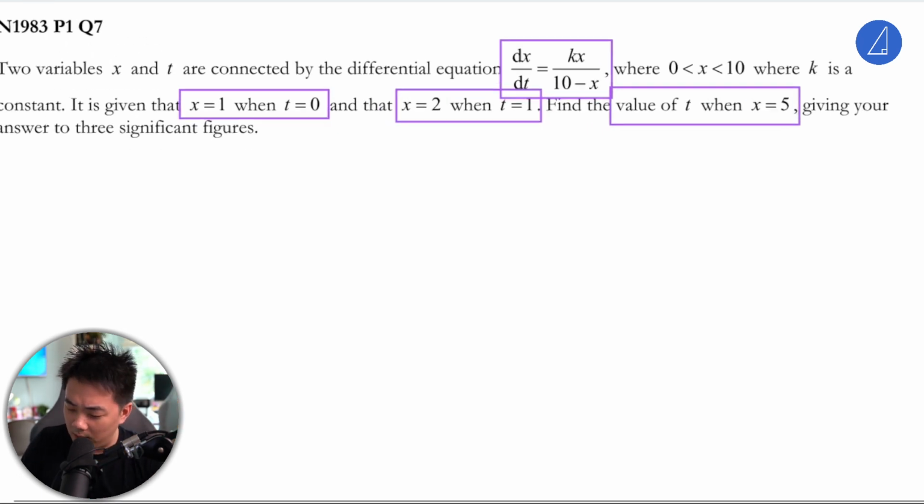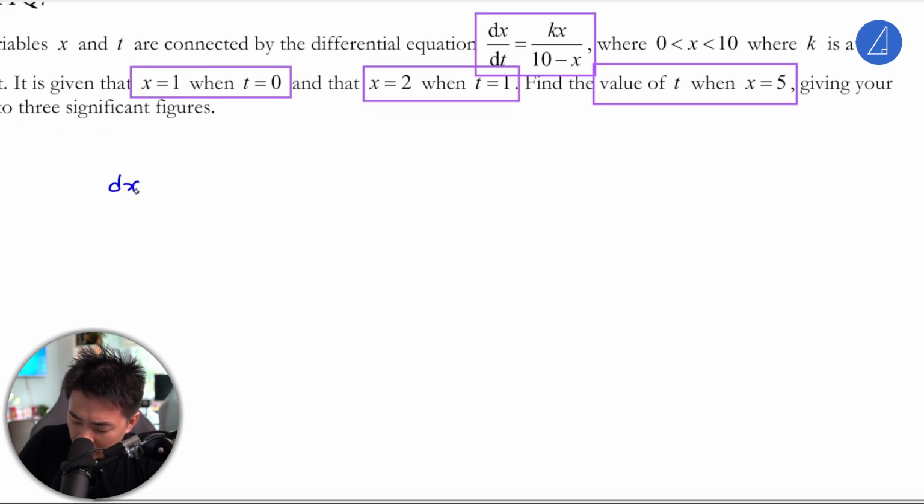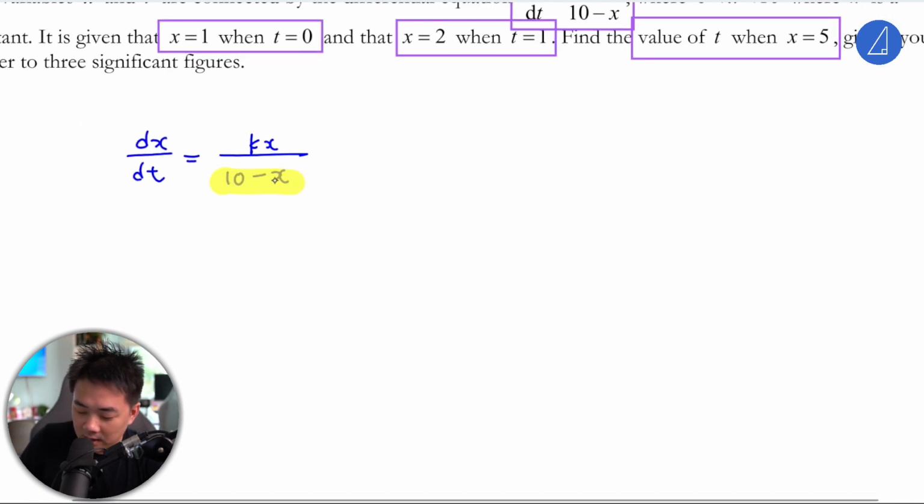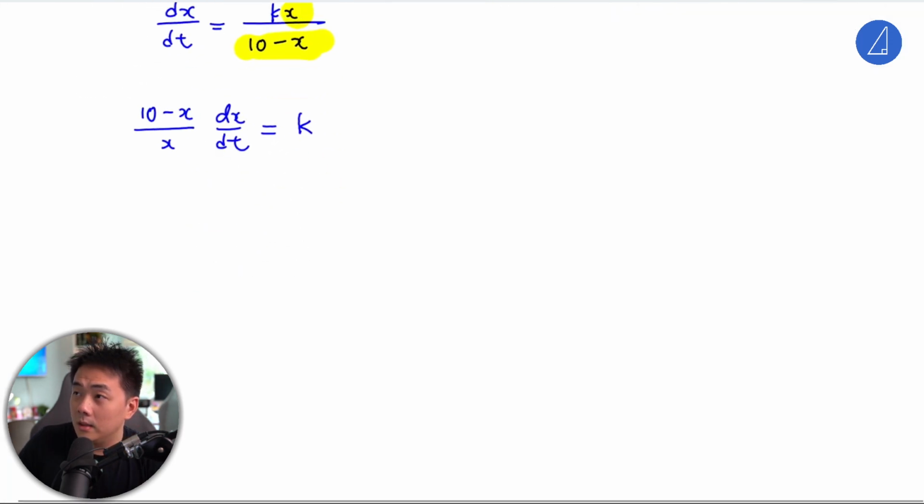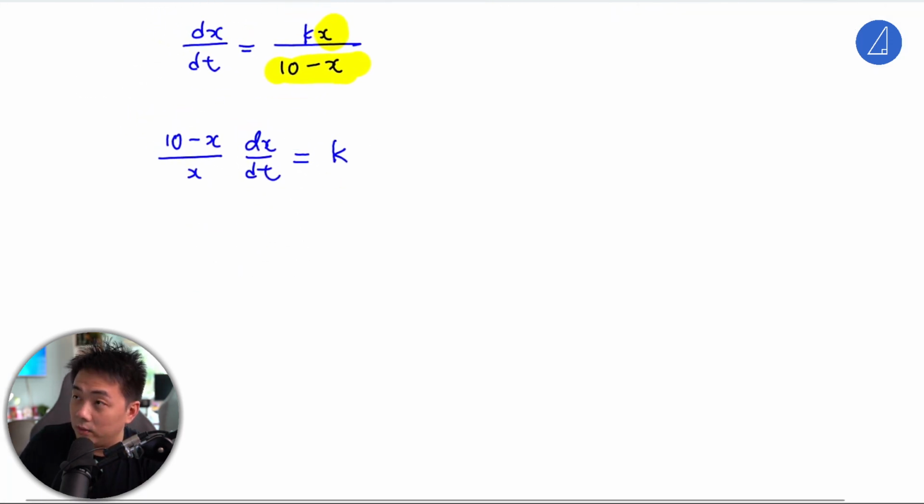Firstly, this is definitely separable, so we have dx/dt equals kx over 10 minus x. If I bring it over, just bring over the 10 minus x over x, so (10 minus x) over x dx/dt equals k. Then we just bring this dt over to the other side. So (10 minus x) over x dx equals k dt.